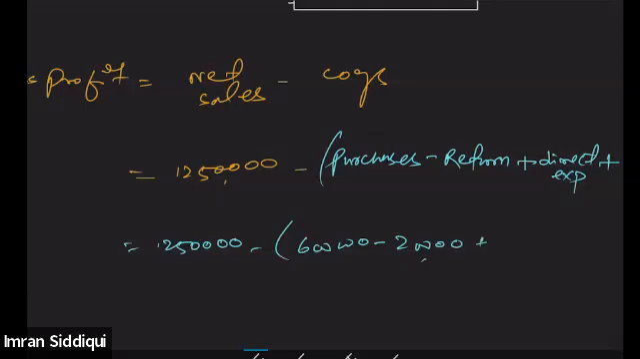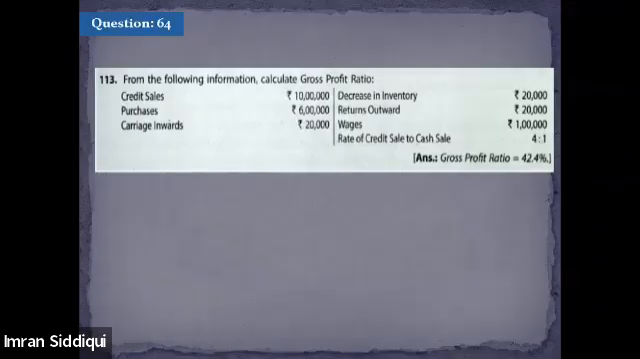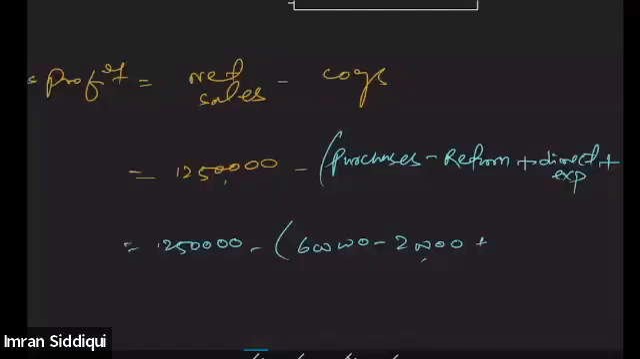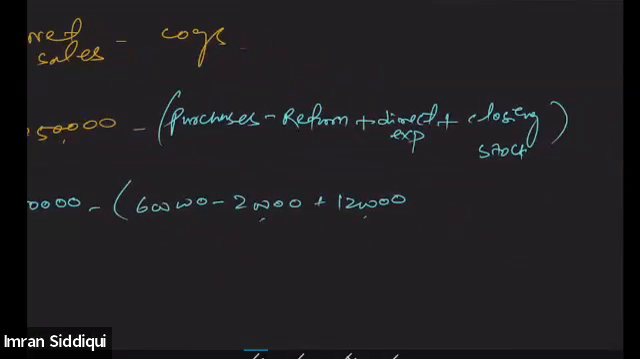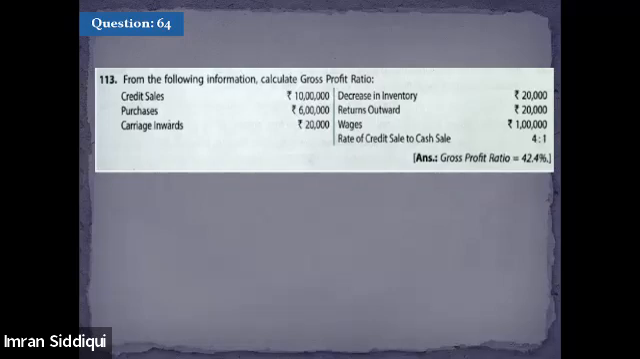Direct expenses are carriage inward, which is a direct expense, and wages, which is a direct expense, everybody. So 1 lakh plus 20,000. This is 1,20,000. Okay. And then we have closing stock. It is not given, but a decrease in closing stock is given in the question. What do we do with the decrease in closing stock? Tell me whether we should add it or subtract it.